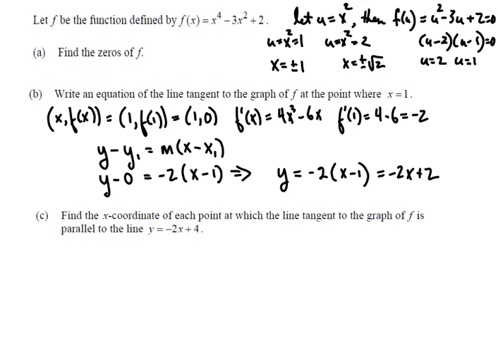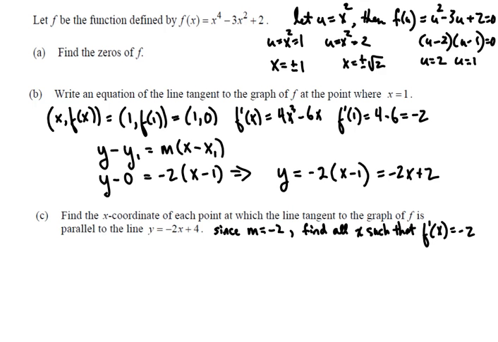For part C, we want to find the x-coordinate of each point at which the line tangent to the graph of f is parallel to the line y equals negative 2x plus 4. Basically what that's saying is we want to find the x-coordinate of each point on our original curve where the slope of the tangent line is negative 2. So since the slope of that linear equation is negative 2, we want to find all x such that f prime of x is equal to negative 2. That's what we're asked for here.